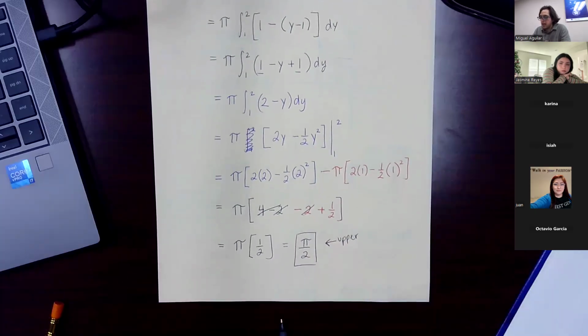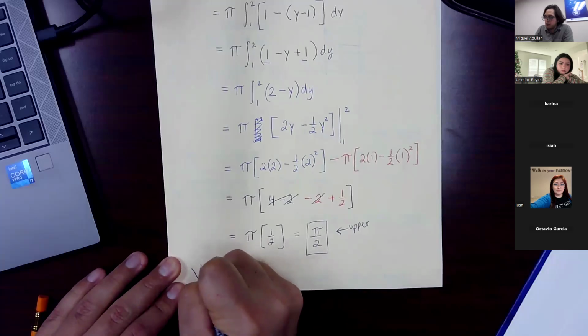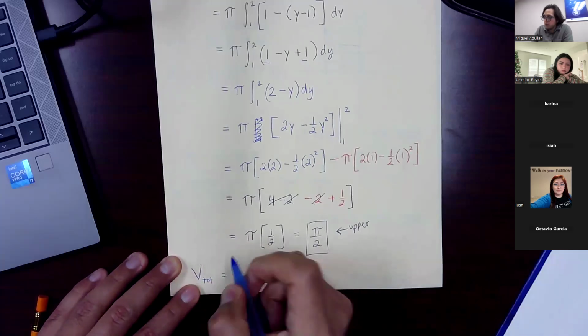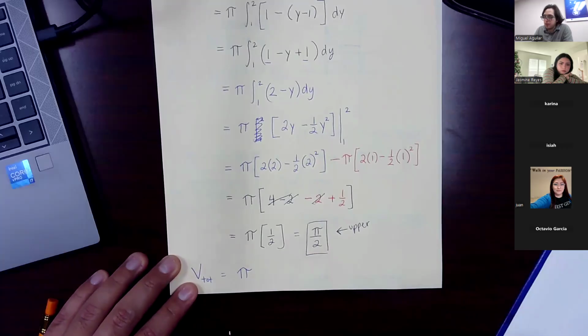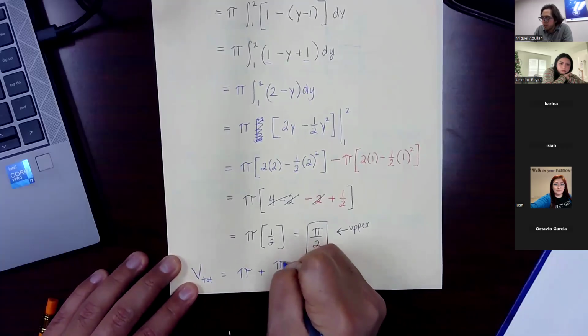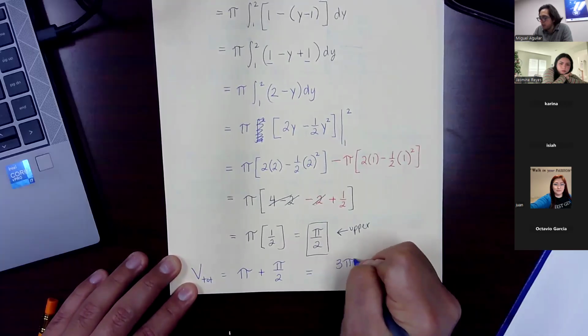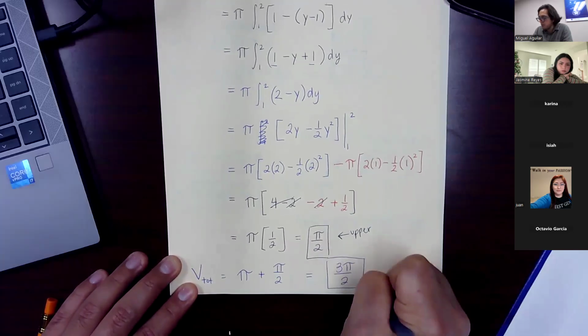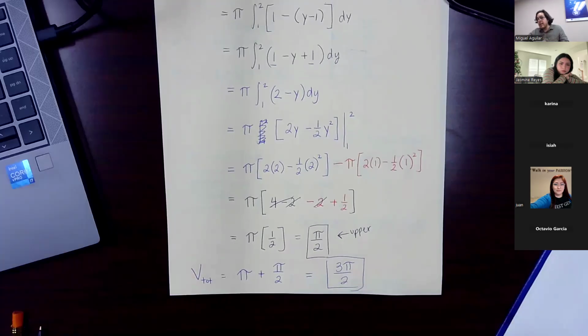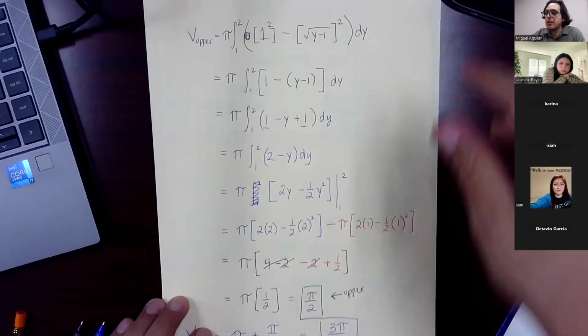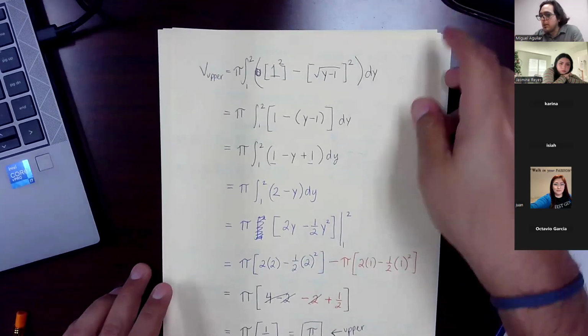And if I add that to find the total volume, we found pi before plus pi over 2. So that should give us 3 pi over 2. Okay. And that's exactly the same thing that we found when we integrated with the shell method, right? And that's a great place to call it.